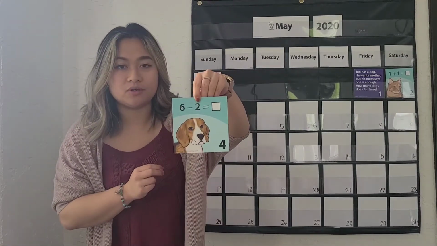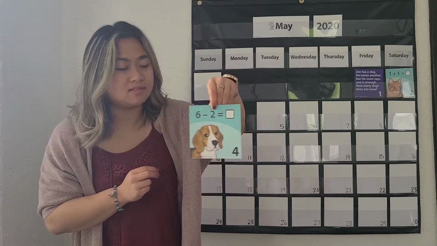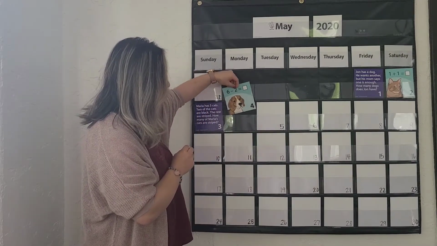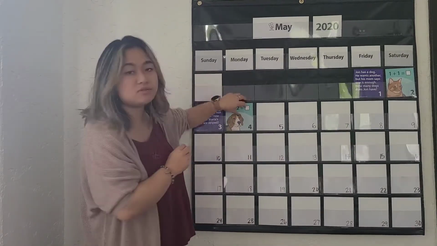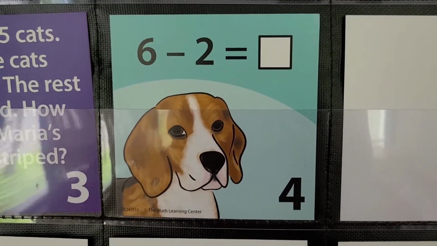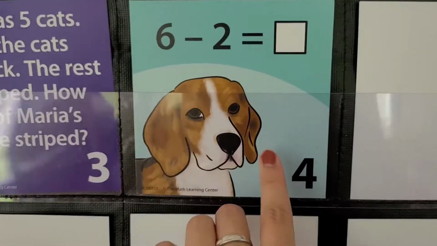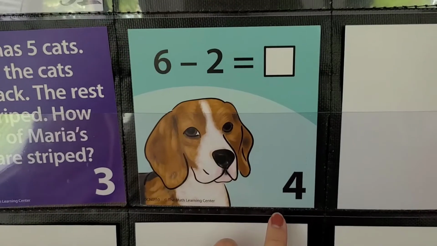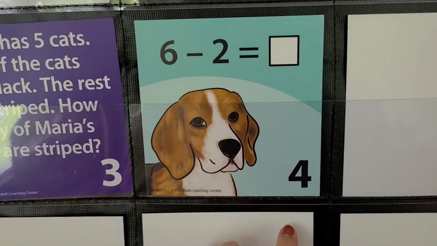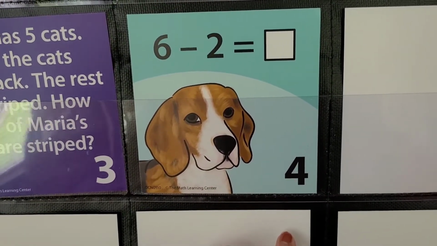Here is the marker for today's calendar. Let me bring it closer. Here is that marker up close for today, May 4. Pause the video to share what you notice, and then we will talk about it.